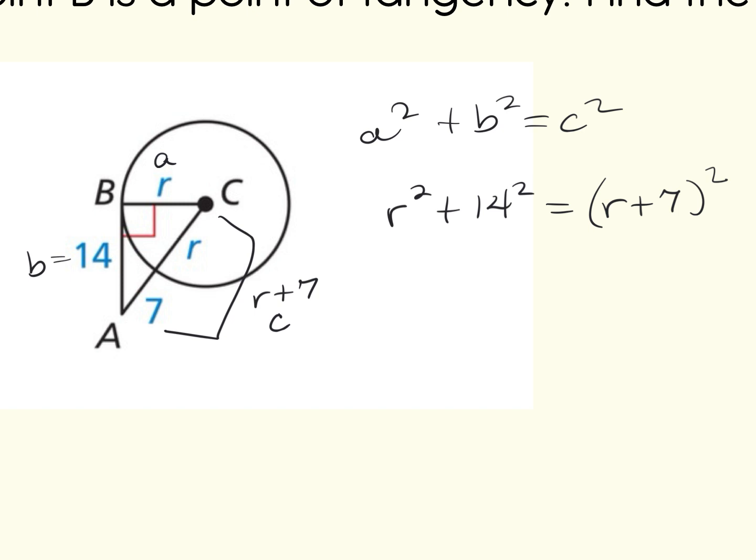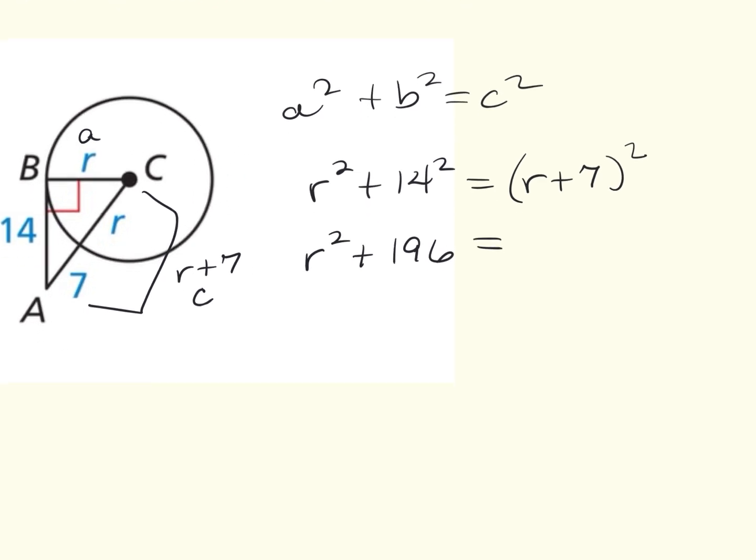I'm going to square the 14. 14 times 14 is 196. For the r plus 7 squared, if it helps you to write it down twice and then now distribute or FOIL it, you can do that.